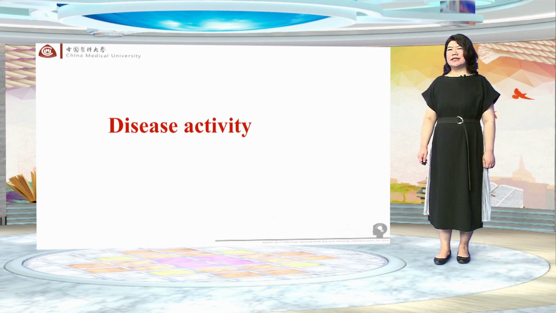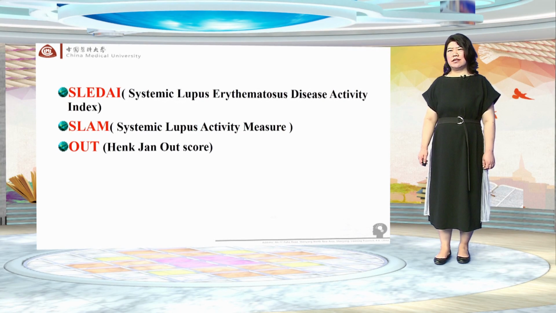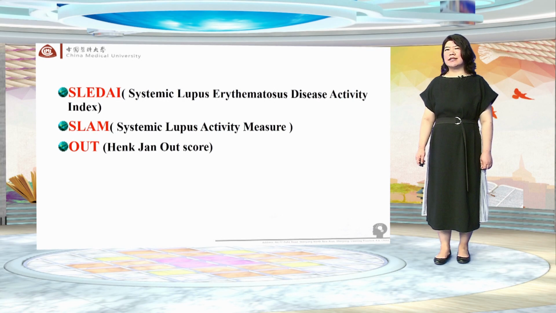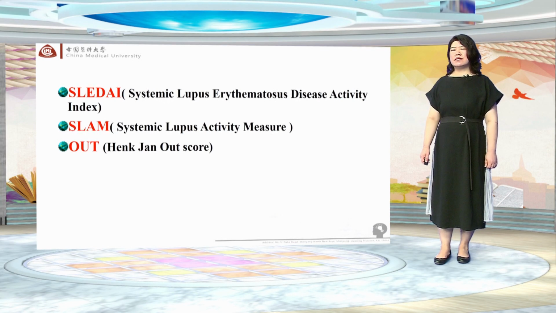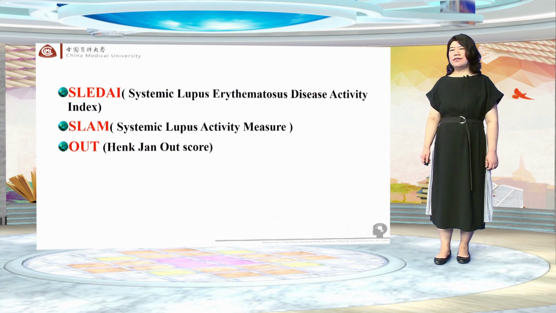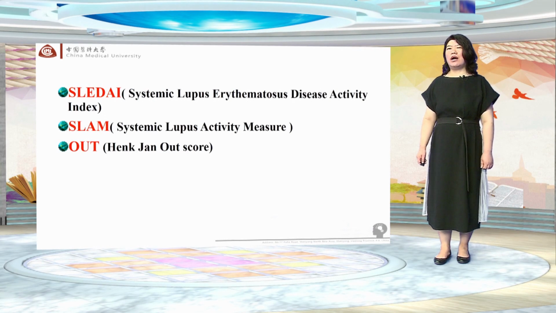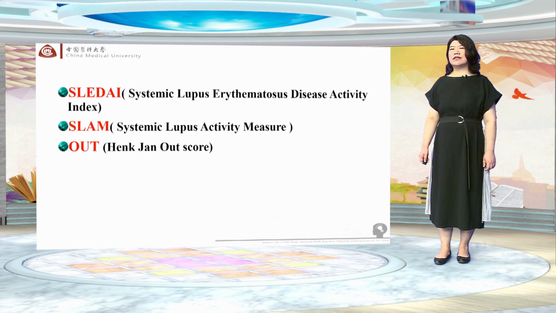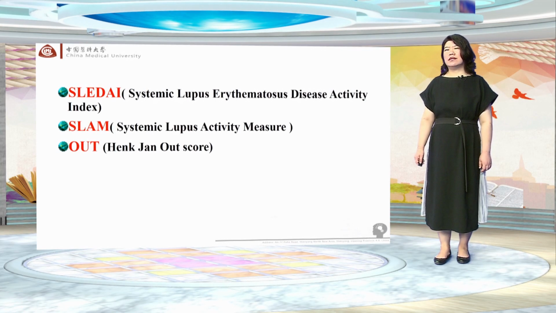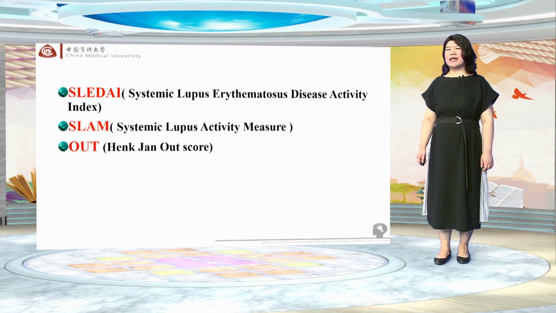Next we will see the disease activity of lupus. After diagnosis, we need to treat the patients with different drugs. We will treat the patients according to the disease activity and select different drugs. For the disease activity of lupus, we usually use SLEDAI, SLAM, or BILAG. But SLEDAI is quite common in the clinic. It means the Systemic Lupus Erythematosus Disease Activity Index.